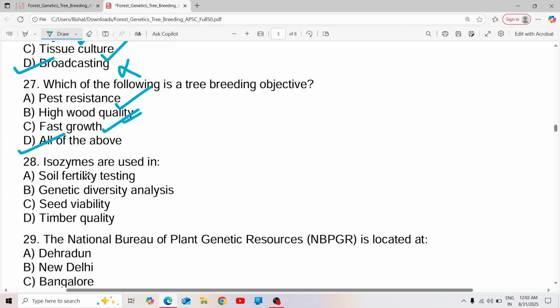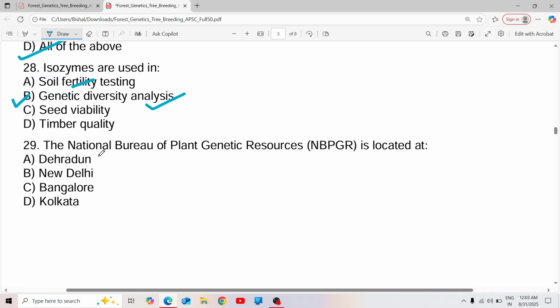Isozymes are used in soil fertility testing. No. Isozymes are used in genetic diversity analysis, which is the correct answer. The National Bureau of Plant Genetic Resources (NBPGR) is located in New Delhi, which is the correct answer.